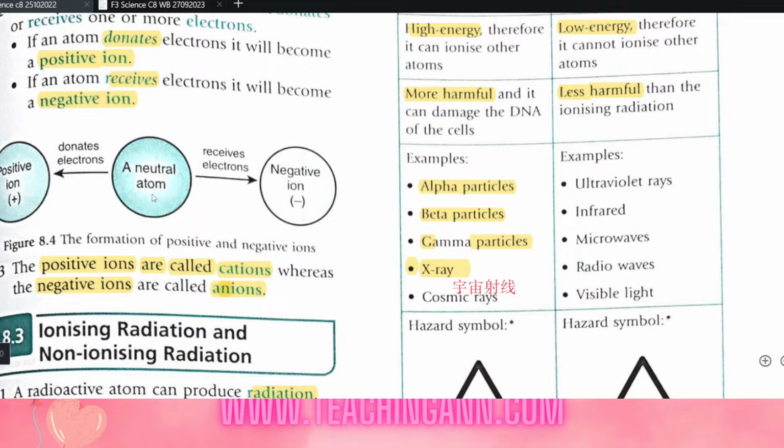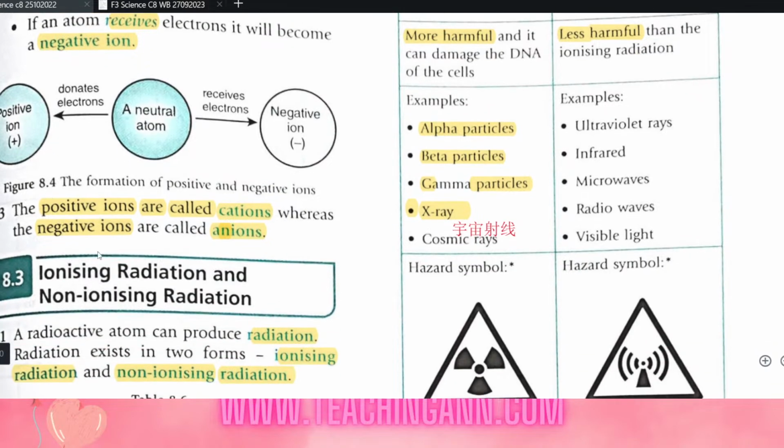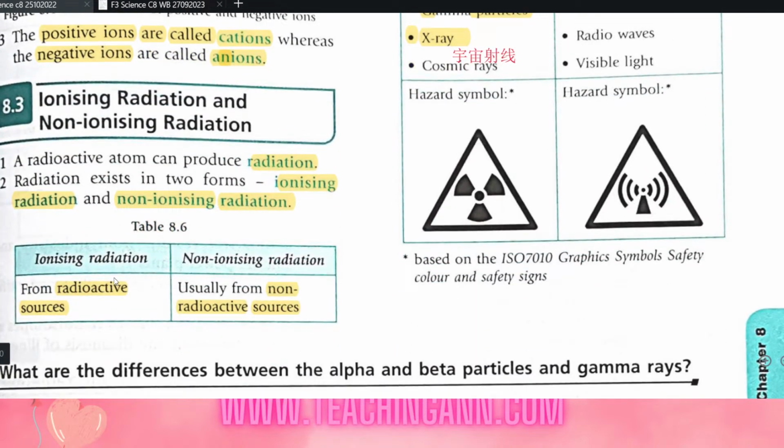If this atom donates an electron to somebody else, meaning it gives out the electron, then it is short of electrons, so the positive charge will be more, so it becomes a positive ion. The atom that receives the electron becomes a negative ion, because the electron number is more than the proton number. So now today we're going to cover ionizing radiation and non-ionizing radiation.